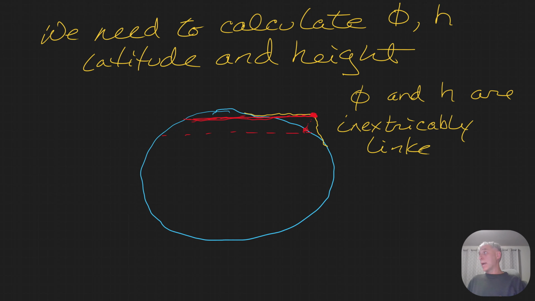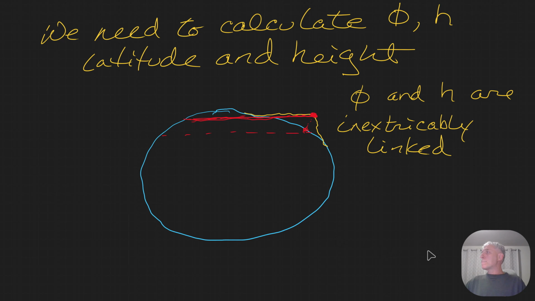That is to say that we cannot consider the latitude of a point without incorporating its height, because the latitude is going to be different if it's on the ellipsoid or below the ellipsoid than it would be if it were above the ellipsoid, right? That makes sense, and that's just review.